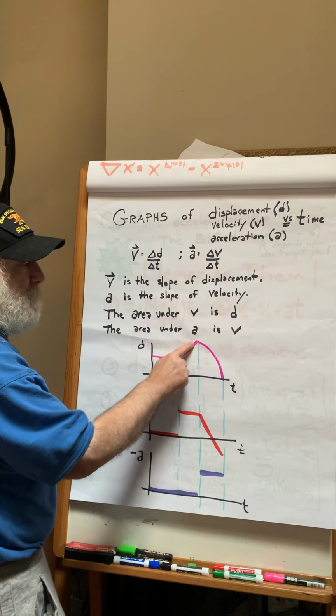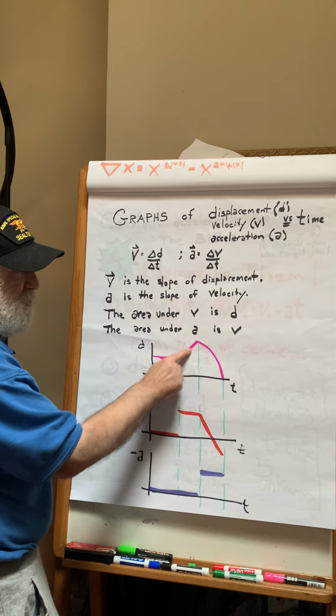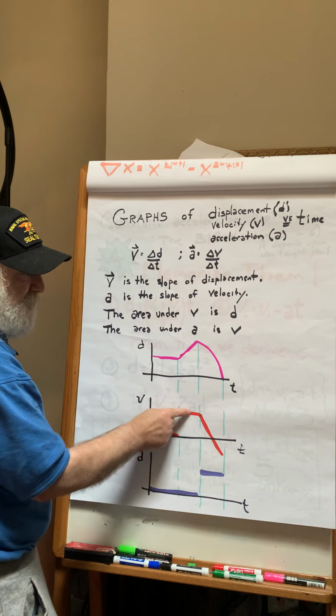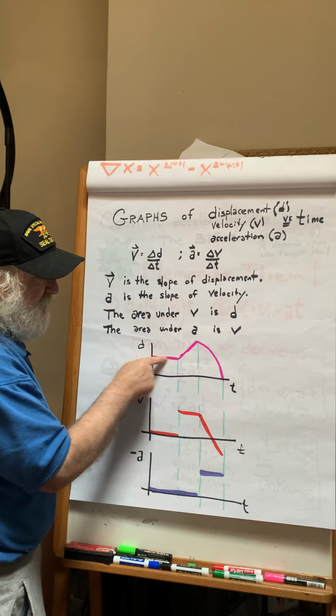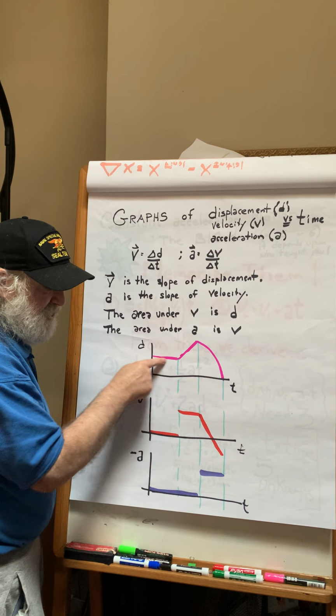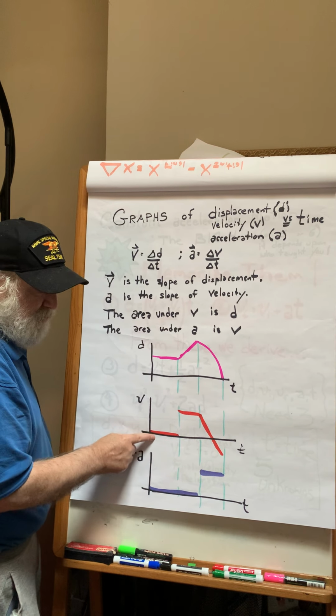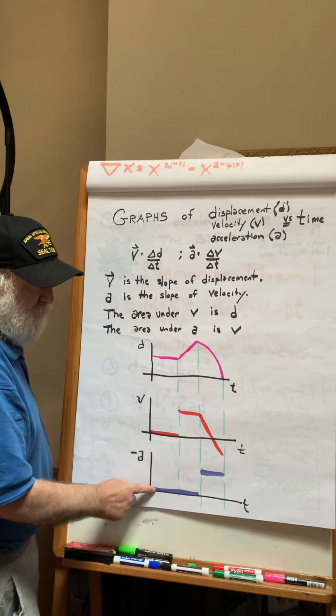Remember, the slope of distance with time is velocity. So this slope is the velocity. Here the slope was zero. The distance with time was zero. The object is sitting still. Its velocity is zero. Its acceleration is zero.